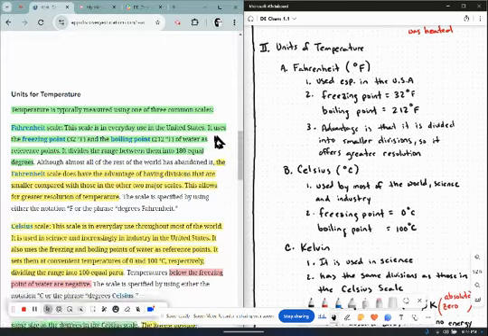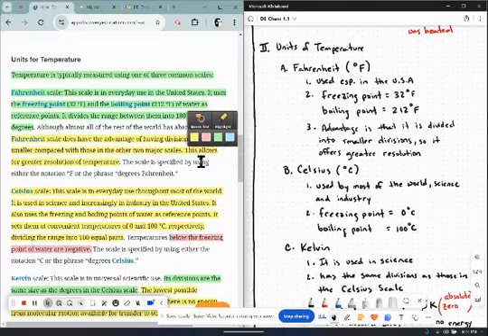actually measure temperature? We have 3 different scales. We have the Fahrenheit scale, the Celsius scale, and the Kelvin scale. In the United States, we use the Fahrenheit scale. It has a symbol, the degree symbol followed by the letter F. Freezing is 32 degrees Fahrenheit, that's for water, and water boils at 212 degrees Fahrenheit.